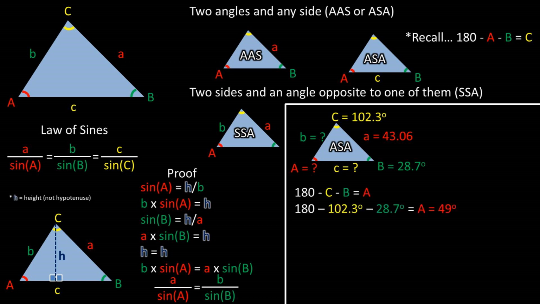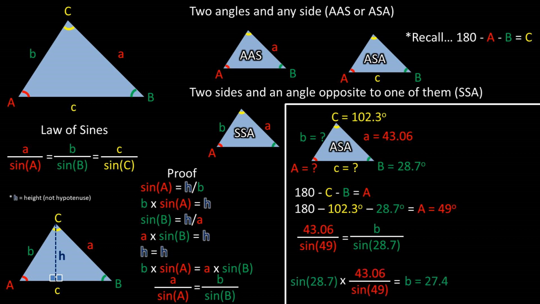Next, we can take the 180 degrees of all of the angles in the triangle added up and subtract our C and B angle to get A. We're left with an A angle of 49 degrees. Make sure you have your calculator in degrees and not radians. Now we can plug in our A length, our A angle, and our B angle into the law of sines formula and solve for B. Rearranging the formula to get B to one side and using the calculator, we get a B length of 27.4.